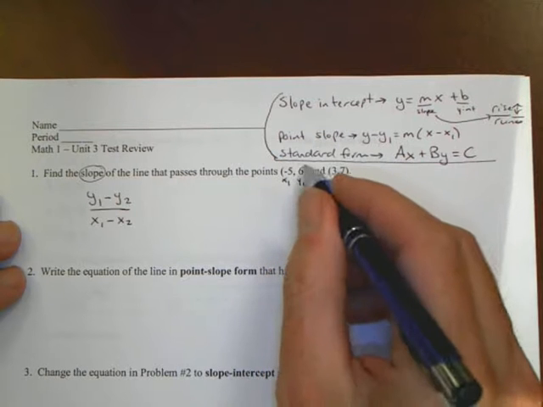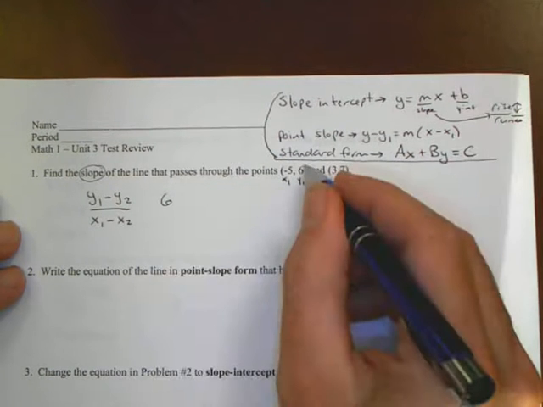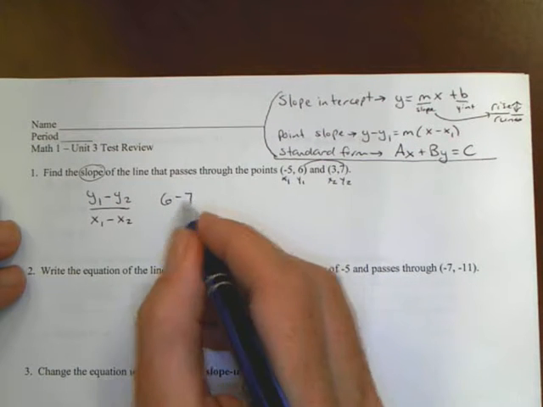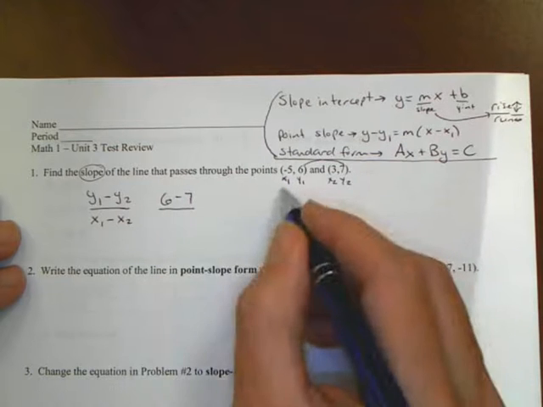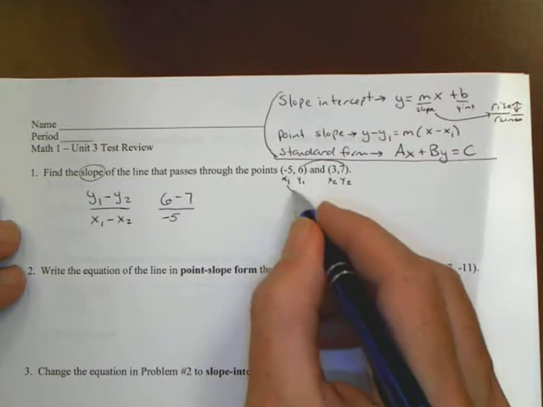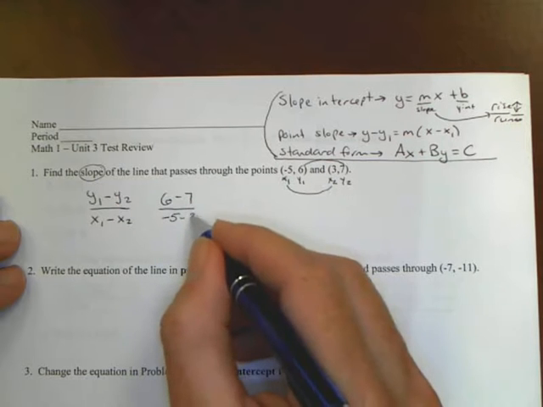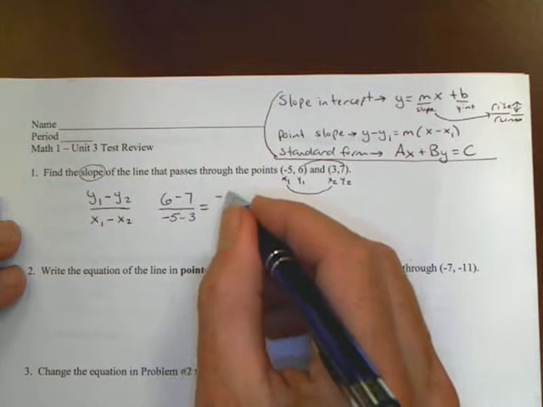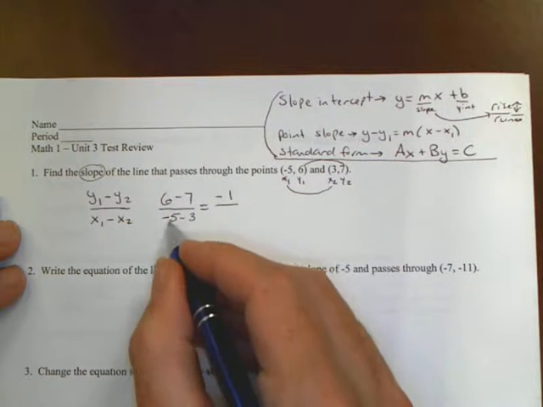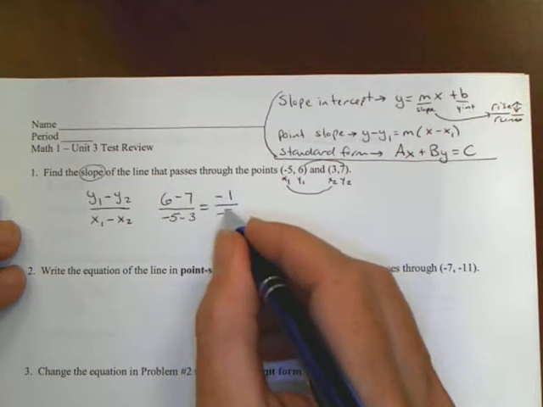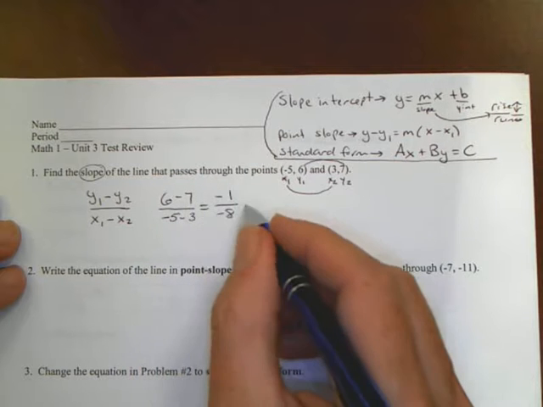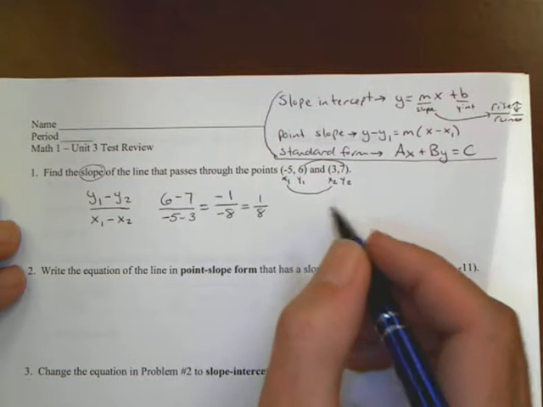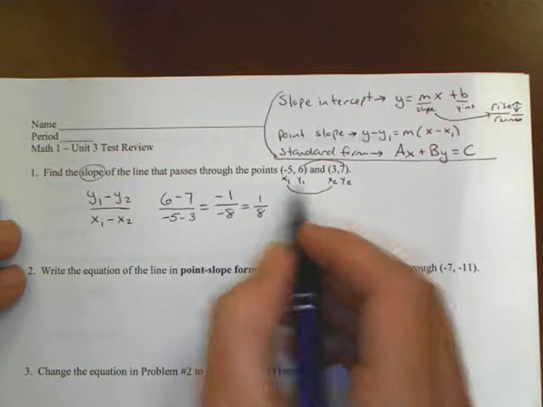So we're going to do y1, which is 6, minus my y2 value, 7, over my x1, -5, minus 3. When I solve this, I end up with 6 minus 7 is -1 over -5 minus 3 makes -8. The two negatives are going to go away, so I'm left with simply 1/8 as my slope for this line that would pass through those points.